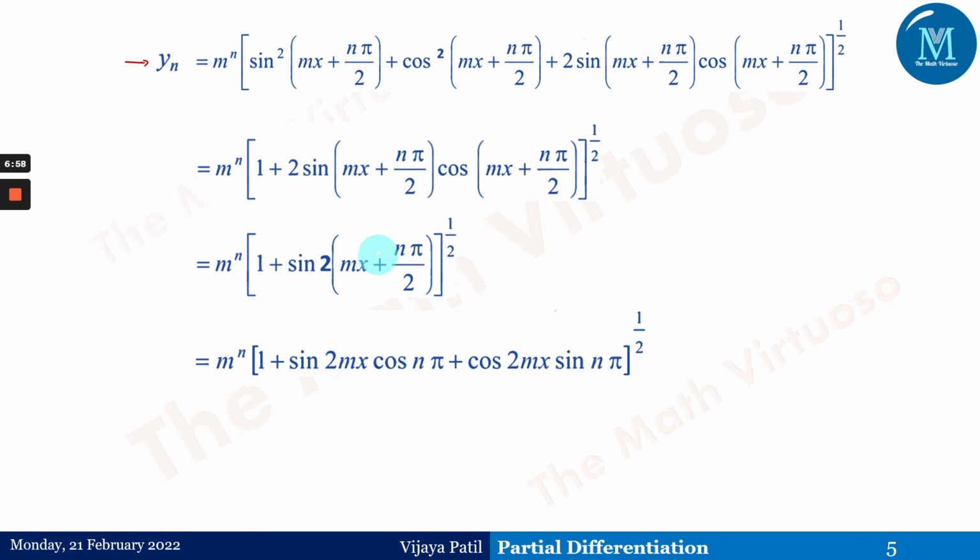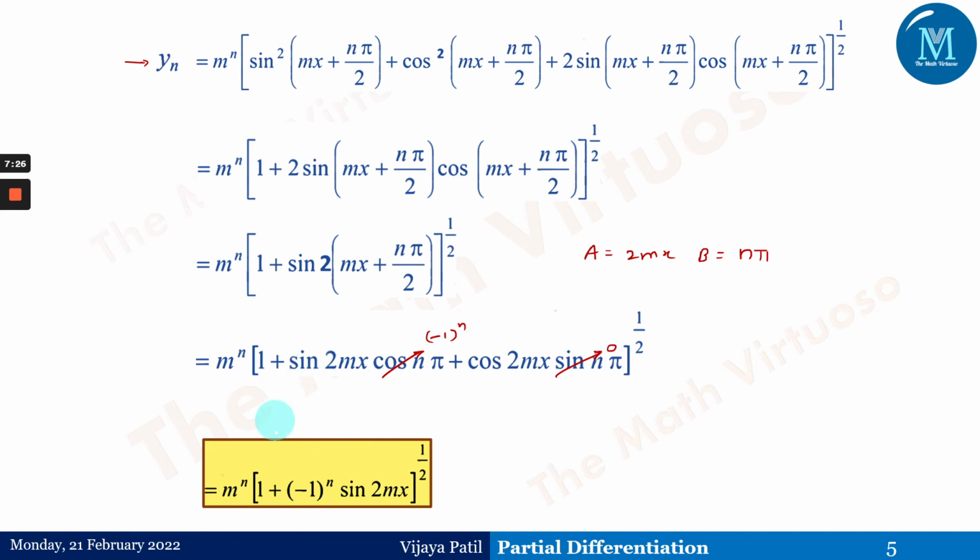Now after getting this step, we have sine of a plus b. A plus b, we have just expanded that. So what is a here? A is 2mx and capital B is nothing but n pi. If you observe, sine of n pi is always coming out to be 0, and cos of n pi is minus 1 to the power n, and that is what we are going to get with this sine 2mx. So you can say m to the power n in bracket 1 plus minus 1 to the power n, that is cos of n pi. We have written the value sine of 2mx as it is, raised to 1 by 2.